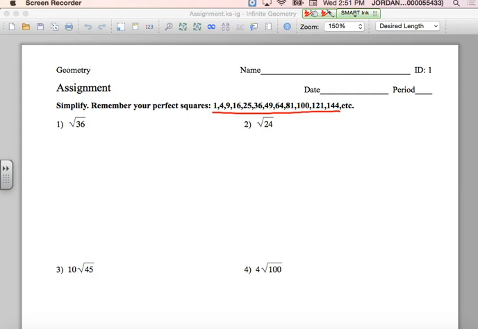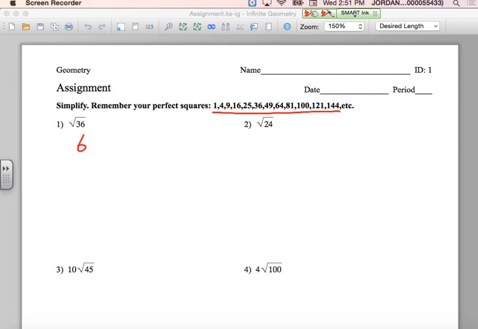So number 1, the square root of 36. Okay, so 36 is a perfect square. Whenever it's a perfect square you're taking the square root of, it's really easy, because the square root is just asking, what do you multiply by itself to give you that number? So what do I multiply by itself to give me 36? It's simple, 6, okay?